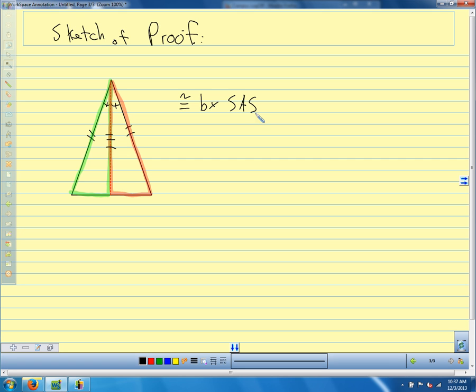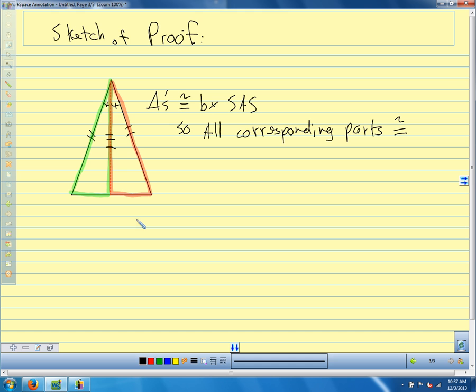Once we know the triangles are congruent, we can say all of their corresponding parts are congruent. So the triangles are congruent by side, angle, side. So all corresponding parts are congruent. So that tells us that these two base angles are congruent. So that's how we would prove the isosceles triangle theorem. So that's not too hard. From what we already know, that comes pretty easily.